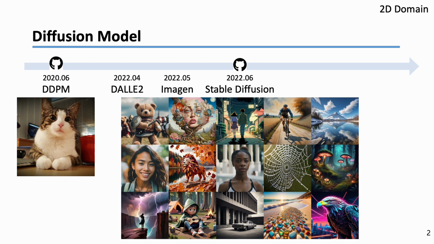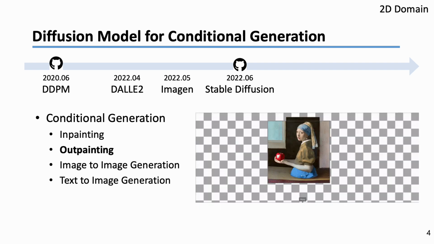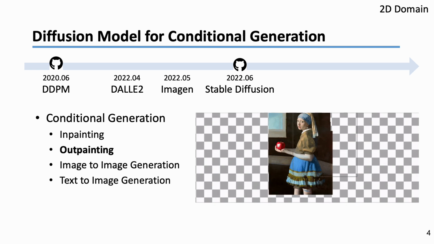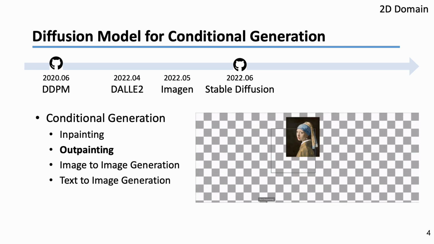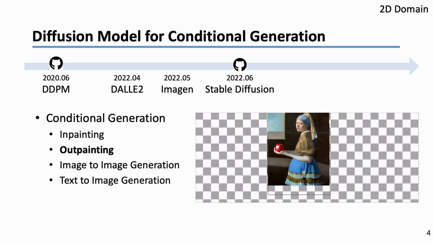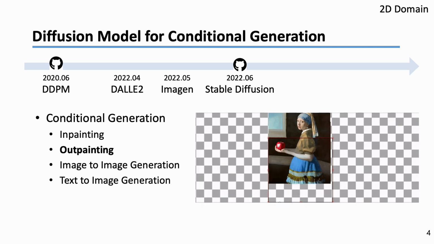So as conditional generation gains attention, many applications emerge. One of them is inpainting. It regenerates the selected area of the image. These applications focus on seamlessly blending the regenerated area with the original image. Contrary to inpainting, outpainting generates new contents outside the boundary of the existing image. So similar to inpainting, the challenge here lies in smoothly blending the new contents with the existing image.